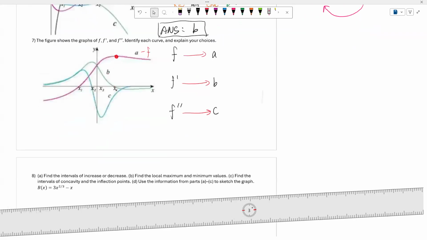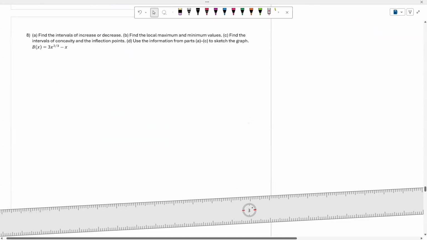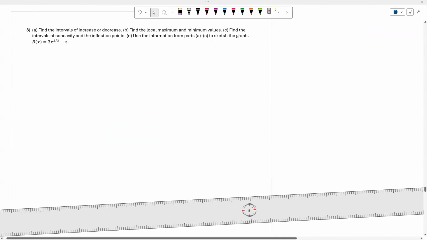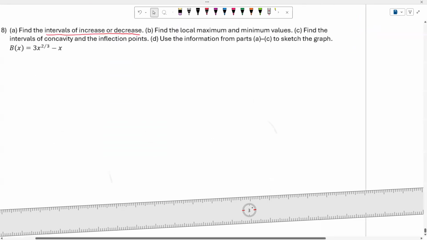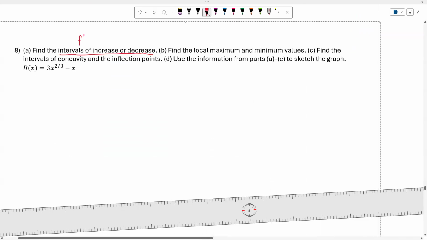Okay, and now let us work on the last problem. For this problem, I would like to find the interval of increasing or decreasing. So when I see this, meaning what we are looking for, the f prime, right? We want to work with the f prime. And we would like to find the local maximum and minimum, again related to f prime.